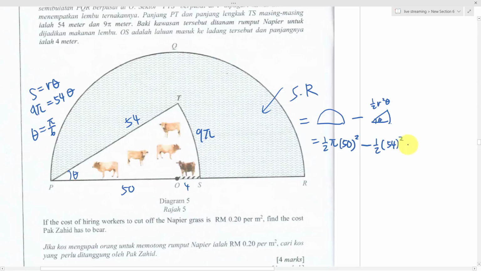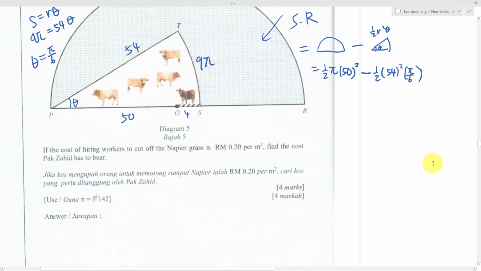You should be able to see theta is pi over 6. And then before I get my final answer over here, I will always want to check, does the question give me the pi value? Because sometimes they tell you pi is 3.142, and you need to use that pi over here. Yeah, in this case, they tell you pi is 3.142.